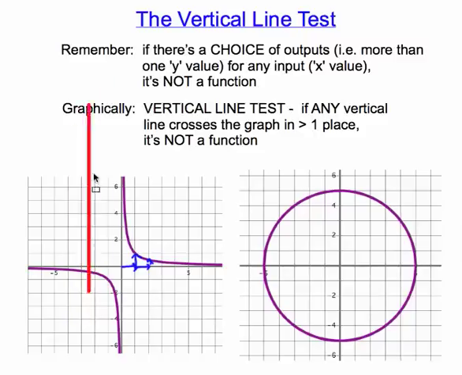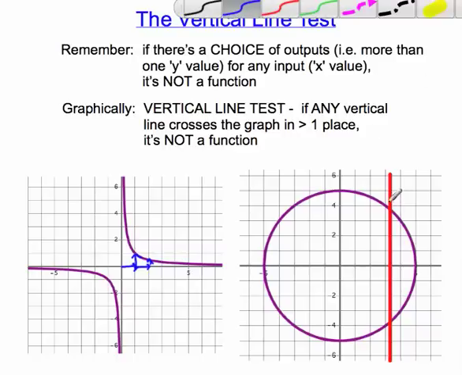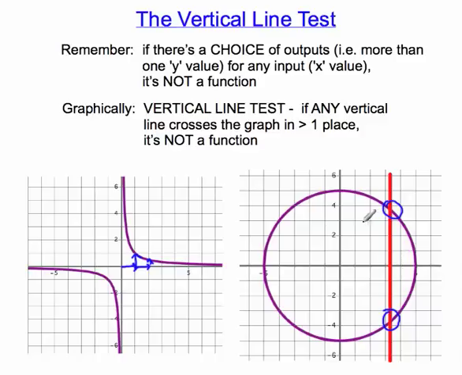However, let's come to this circle over here, and very quickly you can see that at pretty much every spot along the circle, this vertical line is touching the graph in more than one place. So that means that this is not a function, whereas this one is a function.